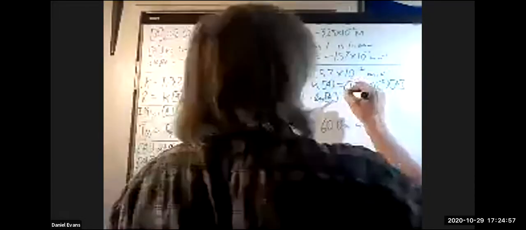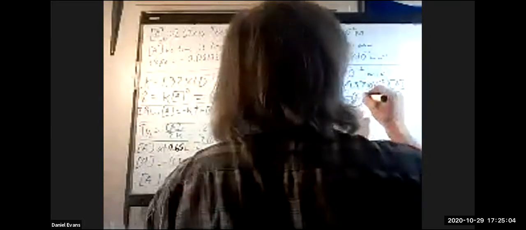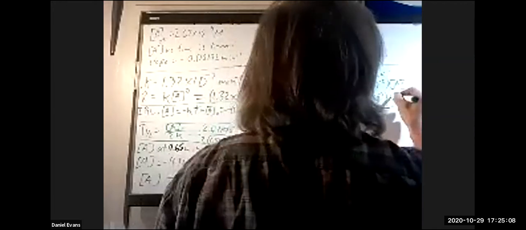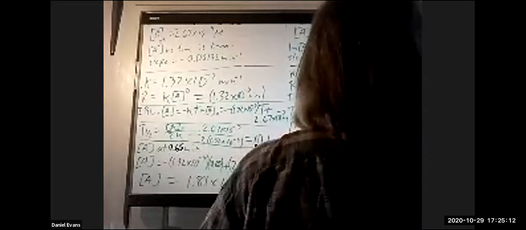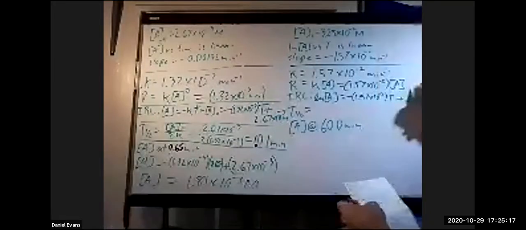And it would be a minus KT. So I'm going to replace that K with the numerical value, 1.57 times 10 to the minus 2. So minus KT times T plus the natural log of the initial concentration. And we have that, so I'll put that number in.